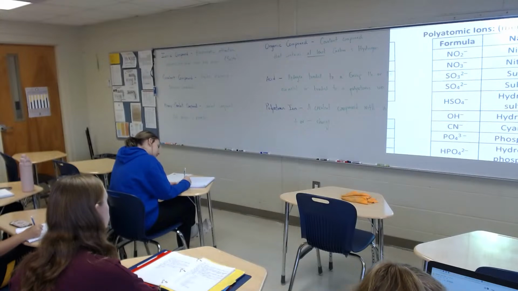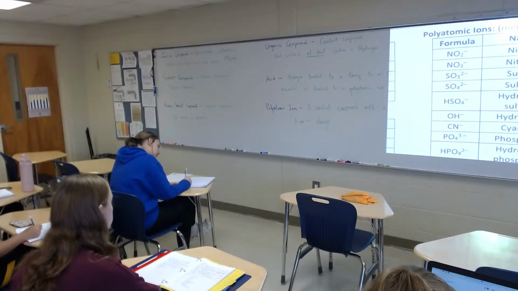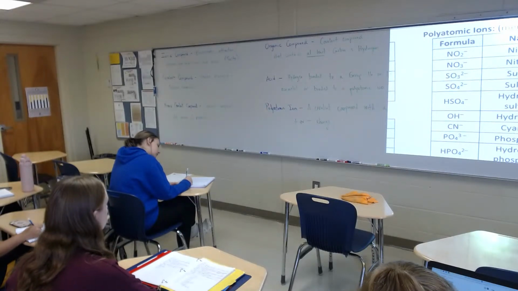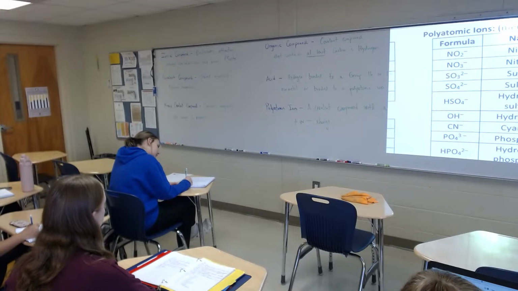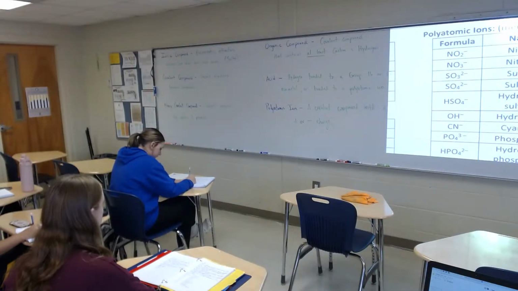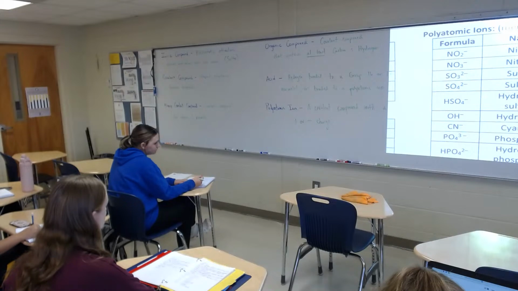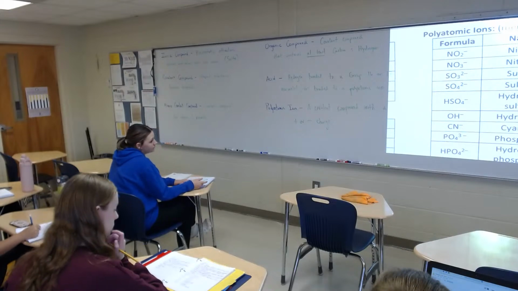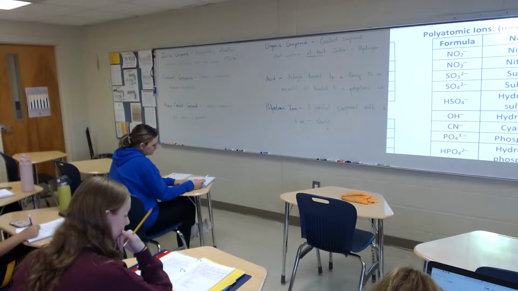Organic compounds are covalent compounds that contain at least carbon and hydrogen, which implies that they might have something else in them. Oxygen is very common, so is nitrogen, sometimes sulfur, sometimes phosphorus, sometimes halogens, sometimes other things. But carbon and hydrogen are the minimum that you have to have to be classified as organic, but oxygen is also very common.